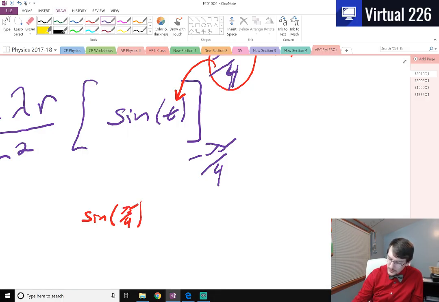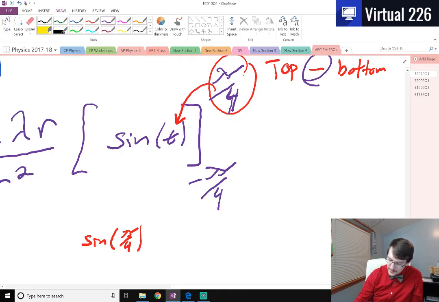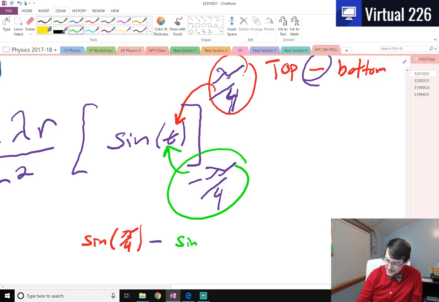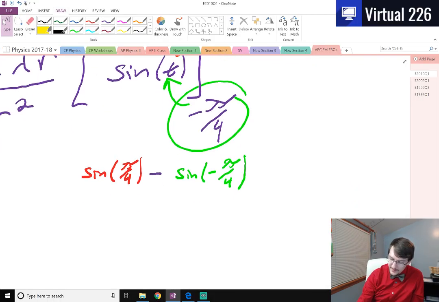And then we're going to subtract, and then we're going to take our bottom value and plug it in for theta. So we're going to have sine of negative pi over 4. Nice thing about the sine function, anytime you get a negative on the inside, you can bump it out, turning that positive.